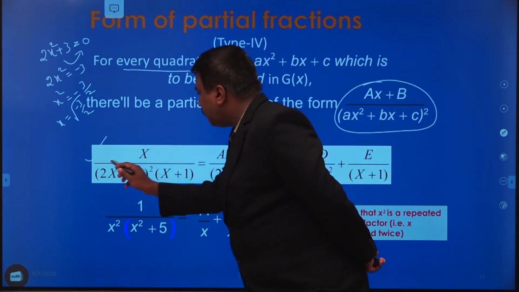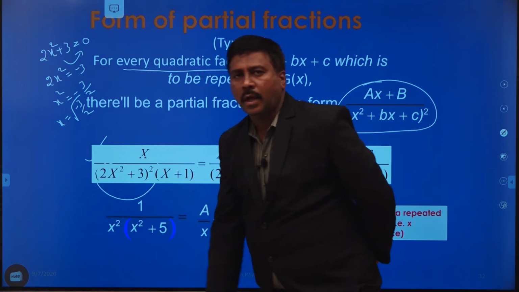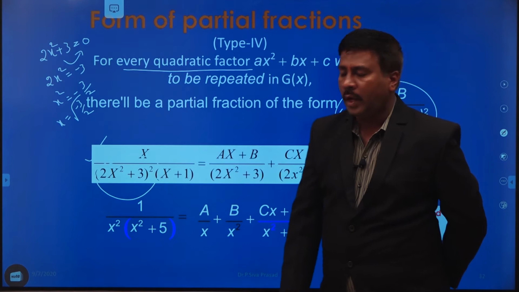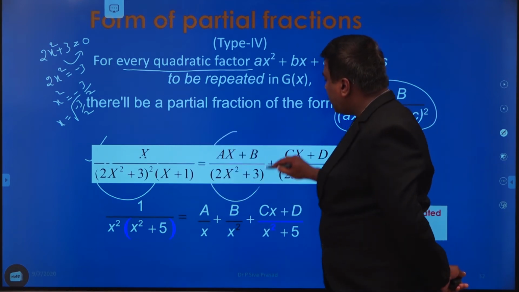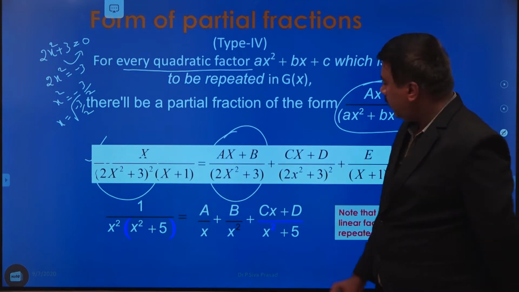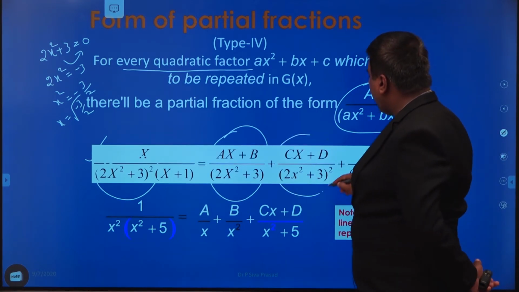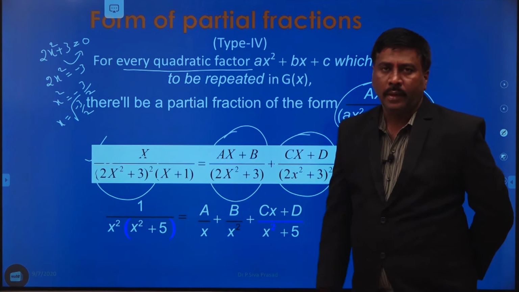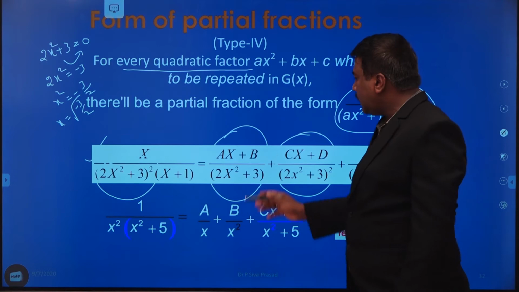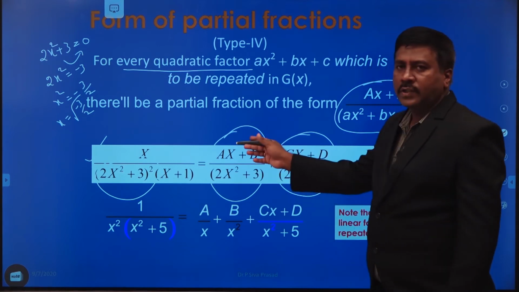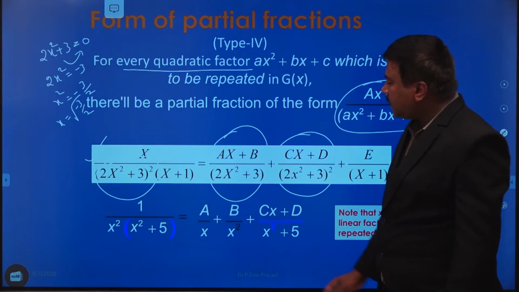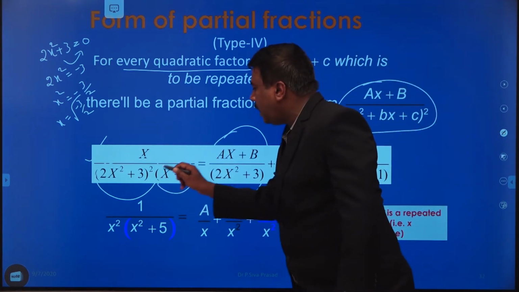Now here I assume that 2x square plus 3 whole square is the quadratic form which is repeated twice. Then only we consider the partial fraction as Ax plus B by 2x square plus 3 plus Cx plus D by 2x square plus 3 whole square. Because the factor is repeated 2 times, that is why I consider the partial fractions as Ax plus B plus Cx plus D. But whereas x plus 1 is the linear factor.